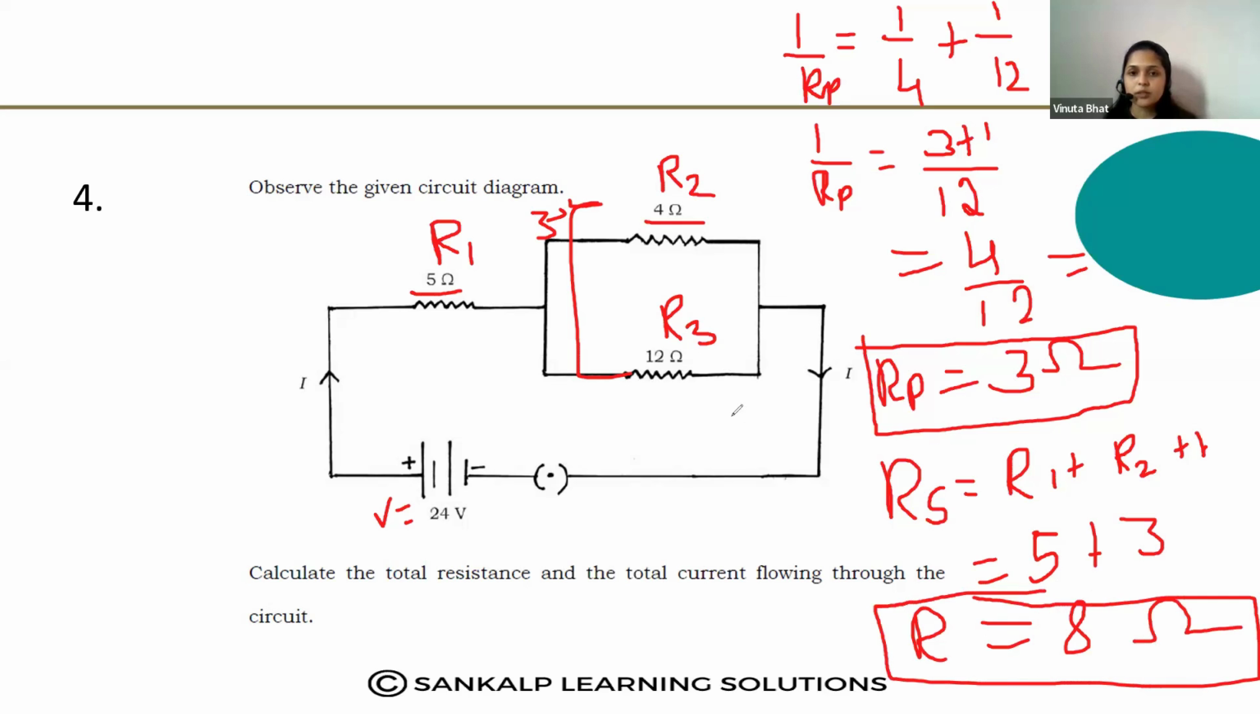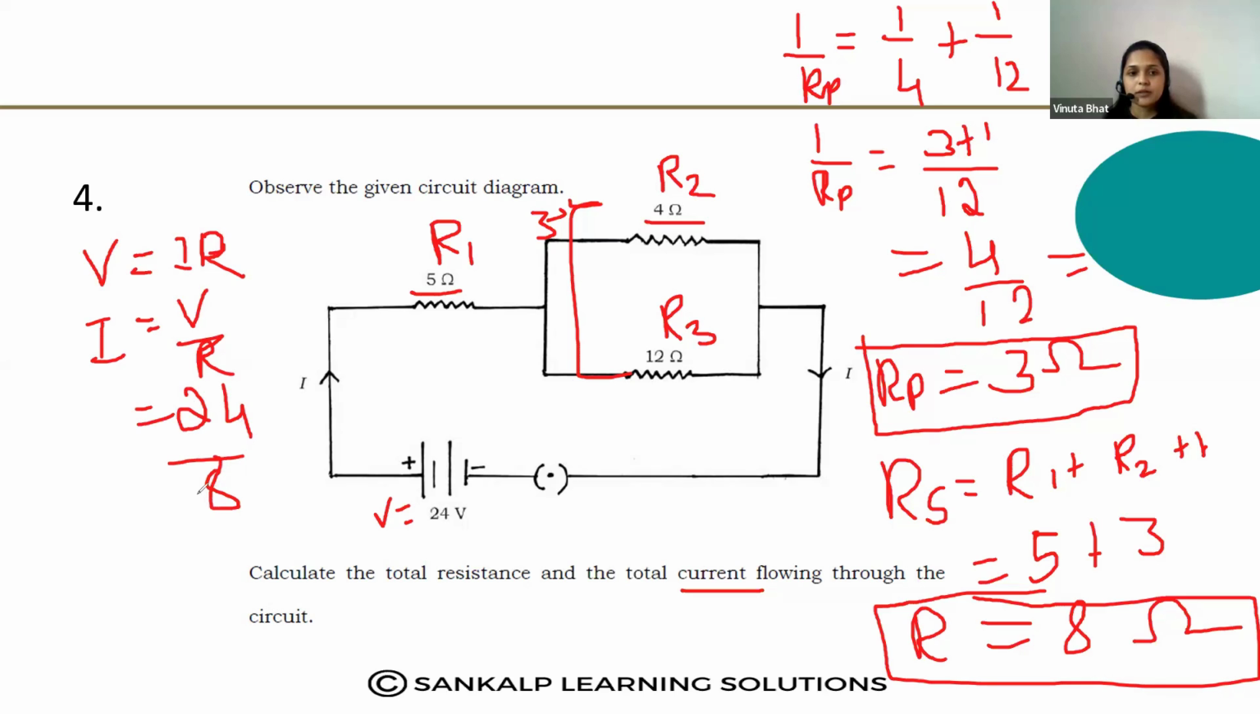What is the total resistance? That is 8 ohm. Now to find the total current, use the formula V is equal to IR. I hope you know the V is equal to IR formula. Then current I is equal to V by R. What is the value of V? That is 24. What is the value of R? That is 8. So I is equal to 3 ampere.